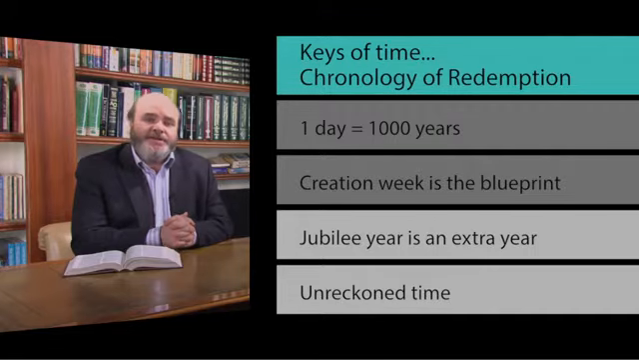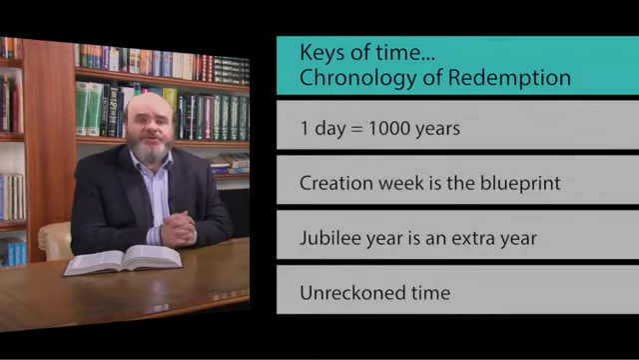So whereas keys 1 and 2 define the structure of time that governs the redemption chronology, keys 3 and 4 tell us how redemption time, as counted by God, relates to actual time as counted by man. This is important because the progression of time within God's overall blueprint is according to redemption time, not actual time.